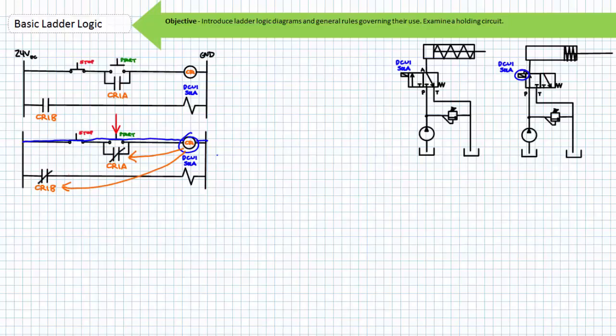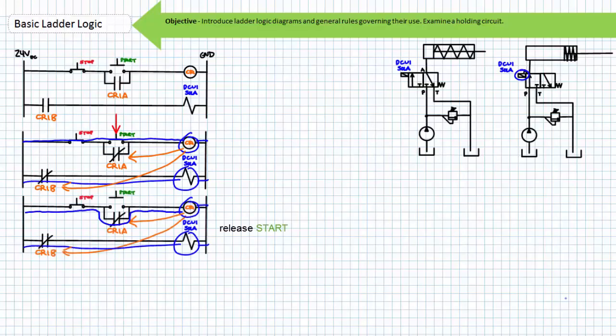The normally open side of CR1A contact in parallel with the start button closes, and the normally open side of CR1B closes. This energizes the solenoid A as previously. This again means that an operator can now release the start button, and the now closed CR1A contact holds or maintains the energized state of control relay CR1's coil.